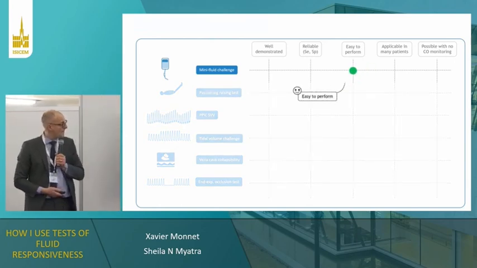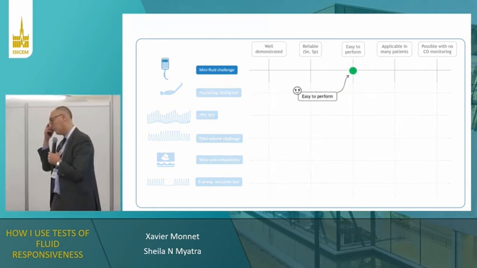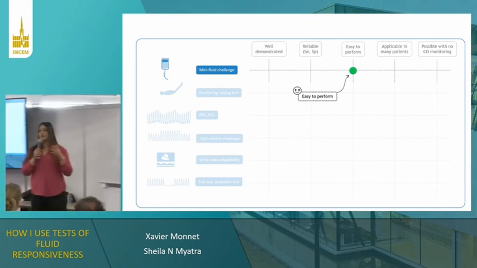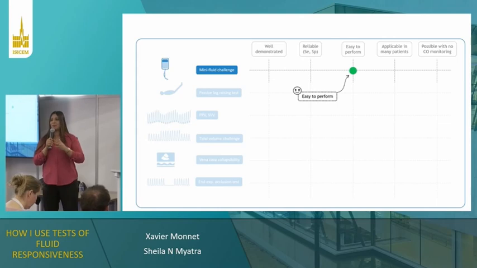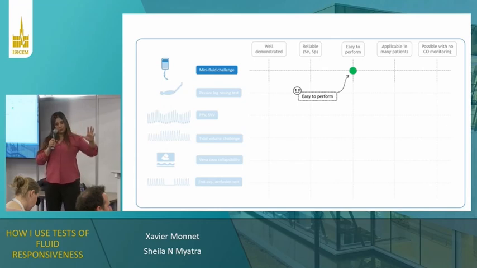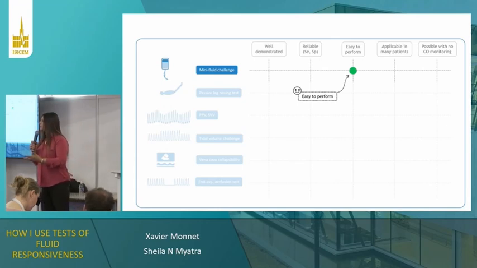Just one comment. Why not then just give a fluid challenge? Yeah, it's a very important first question. If you really want to know fluid responsiveness, you mean that by giving fluid, the cardiac output or the stroke volume is going to increase by, say, more than 10%. So why not just give a fluid bolus and look at the increase, and then you know whether this is a responder or not. What's wrong?